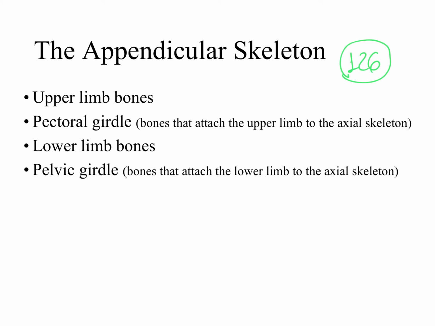We have the bones that are making up the limbs themselves. So we have the upper limb bones and we have the lower limb bones. And we have the bones that attach the limbs to the axial skeleton. And the bones that attach the upper limb to the axial skeleton are referred to as pectoral girdle bones. And the bones that attach the lower limb to the axial skeleton are referred to as a group as the pelvic girdle bones. We will start studying the upper limb bones now.